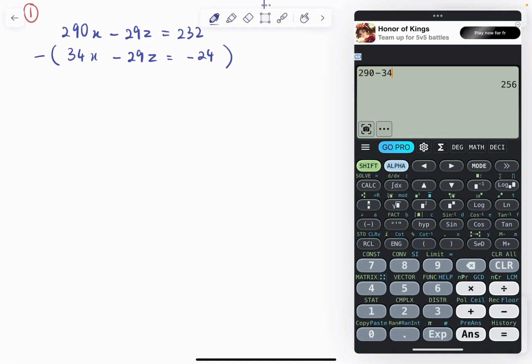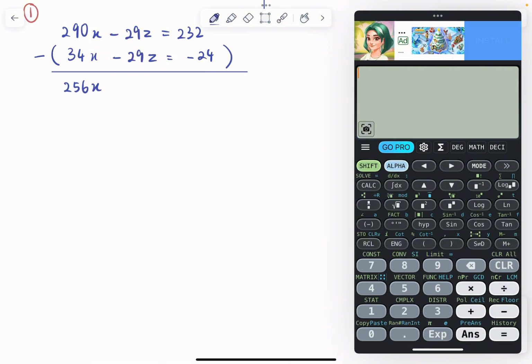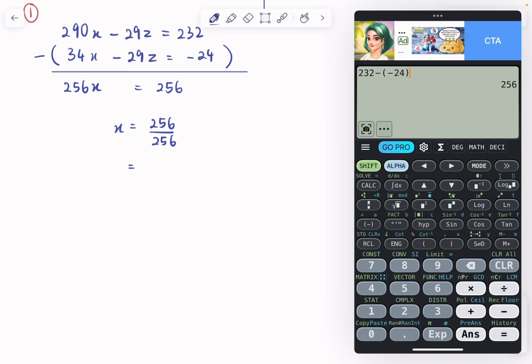290 minus 34, we get 256x, and then this minus this will cancel off. So 232 minus negative 24 equals 256. So here we can make x the subject. X will be 256 over 256, which is 1.